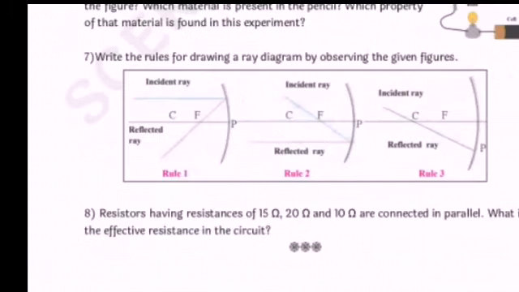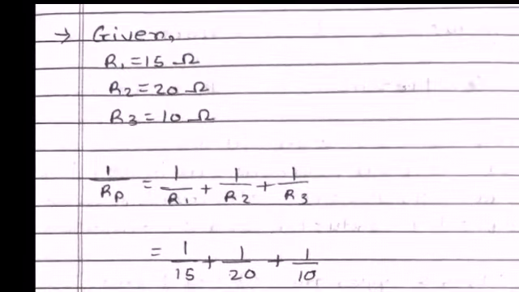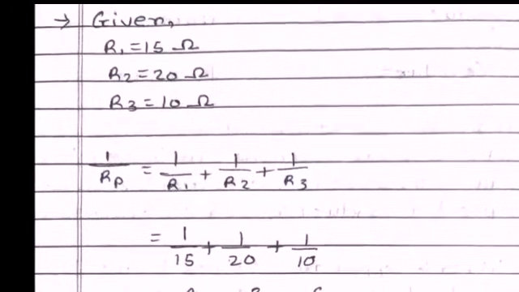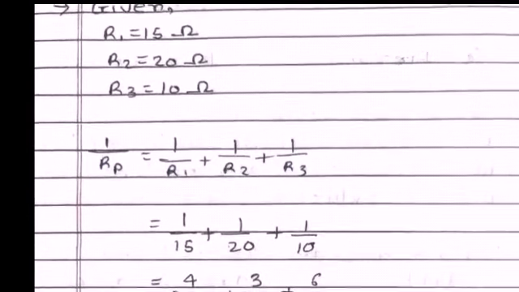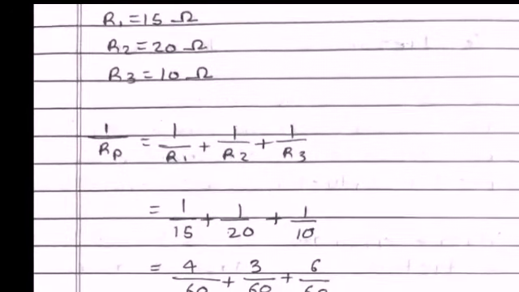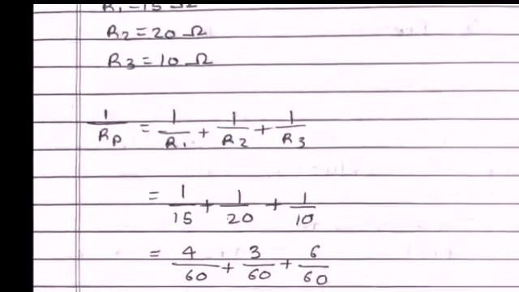Let's see the next and last question. Question number 8. Resistors having resistances of 15 ohm, 20 ohm and 10 ohm are connected in parallel. What is the effective resistance in the circuit? Let's see the answer. We are given that R1 is equal to 15 ohm, R2 is equal to 20 ohm and R3 is equal to 10 ohm.